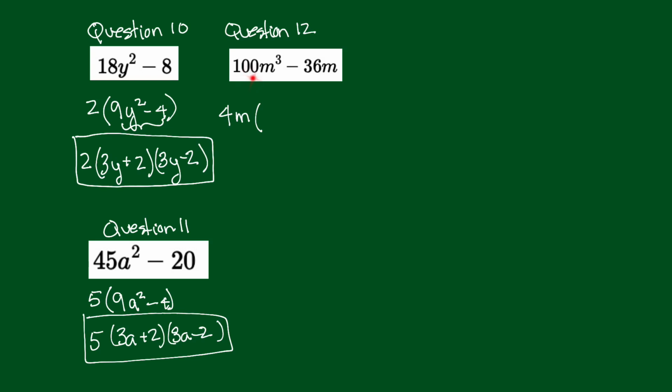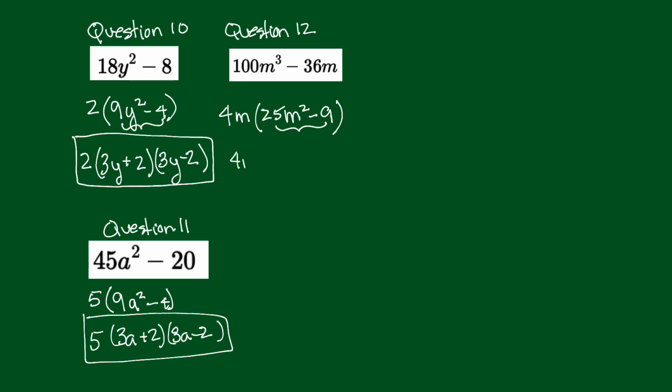Well, how about this? 100 divided by 4 is 25, which is good because that's a perfect square. There were 3 m's. We removed 1, so there's 2 left. And then negative 36 divided by 4 is negative 9. There was an m, but we pulled it out. Now, you can see the difference of 2 squares here, right? What you've got is 5m squared and then 3 squared.